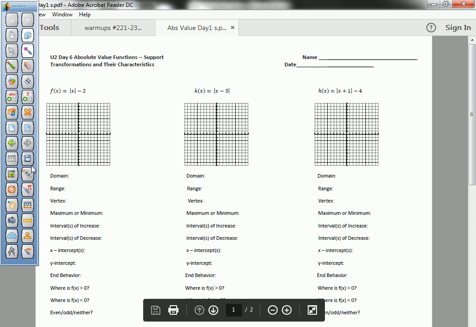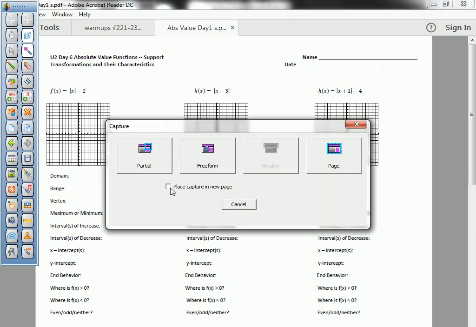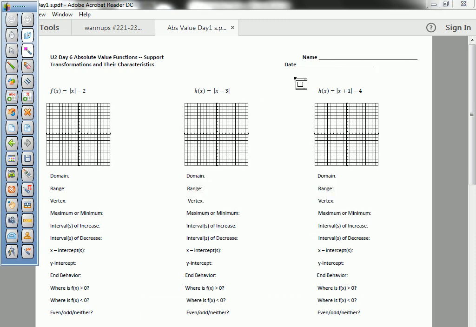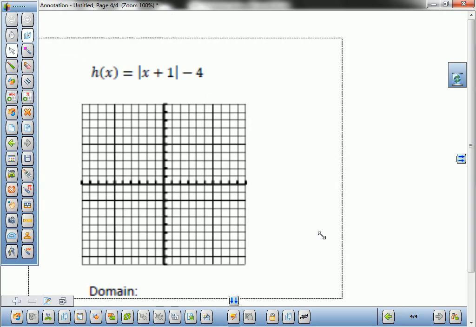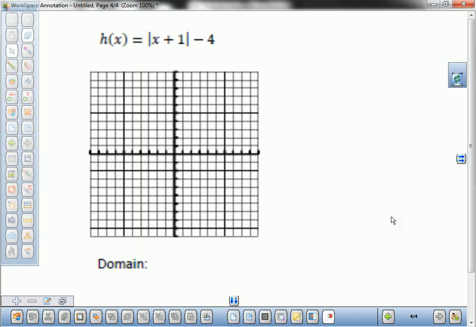So I'm just going to snip just this part and make it bigger. Yes, ma'am.